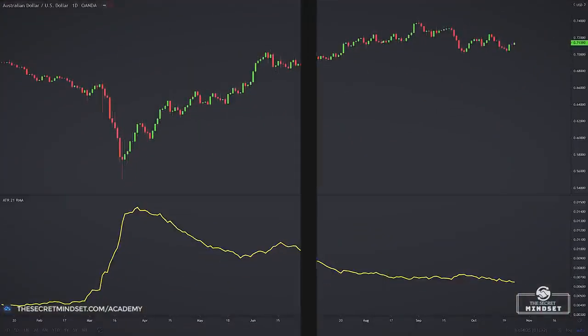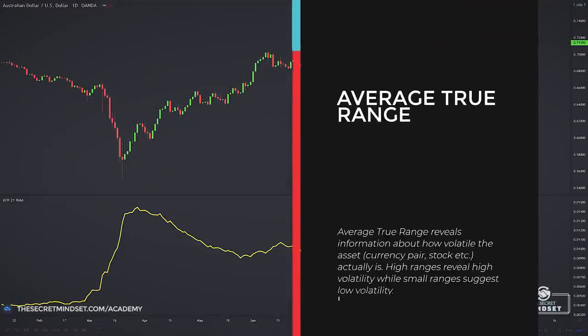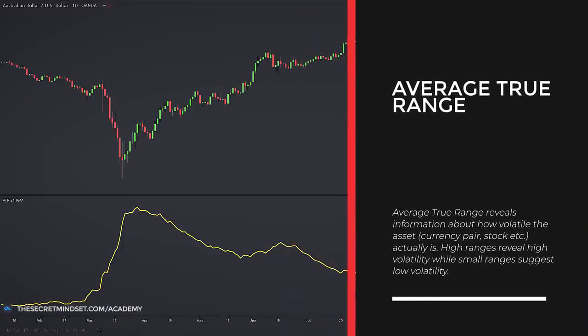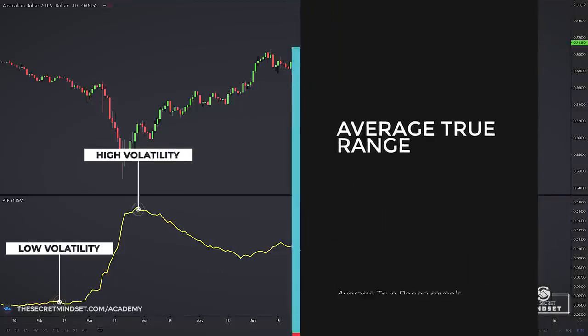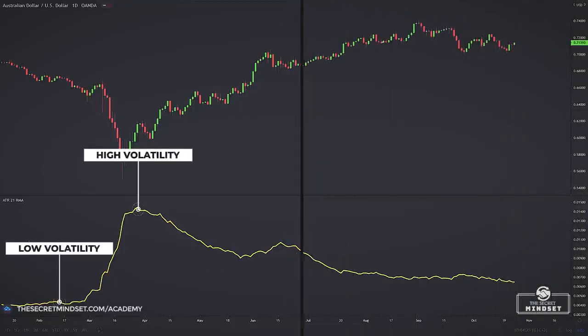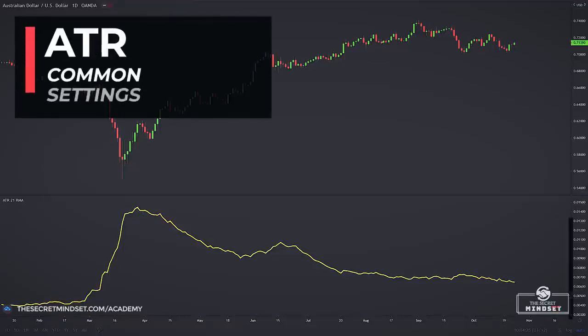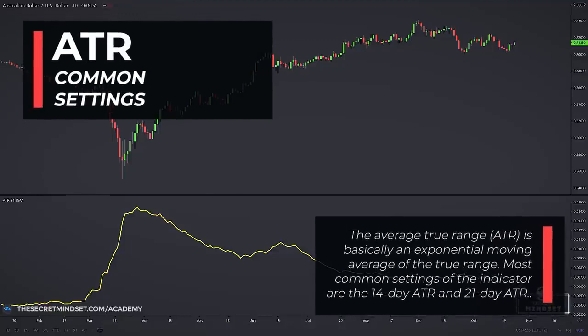An asset's range is the difference between the highest price and the lowest price on any given day. The average true range reveals information about how volatile the asset actually is. High ranges reveal high volatility, while small ranges suggest low volatility. The ATR is basically an exponential moving average of the true range. The most common setting of this indicator is the 14-day ATR.